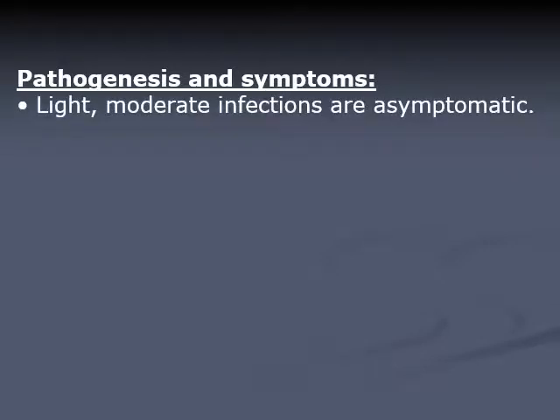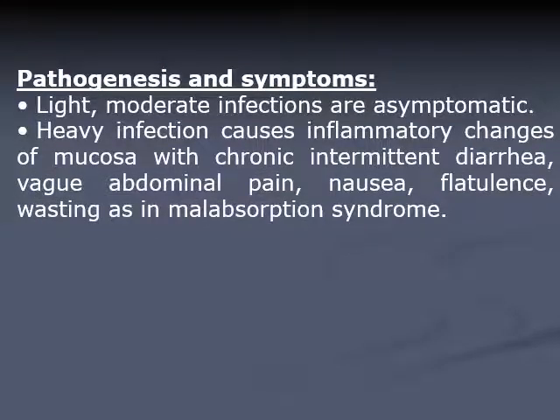Now we come to the pathogenesis and symptoms of Heterophyid infection. Light and moderate infections are asymptomatic, as we agreed before. In heavy infections, it causes inflammatory changes in the mucosa with chronic intermittent diarrhea, vague abdominal pain, nausea, flatulence, wasting, as in malabsorption syndrome.